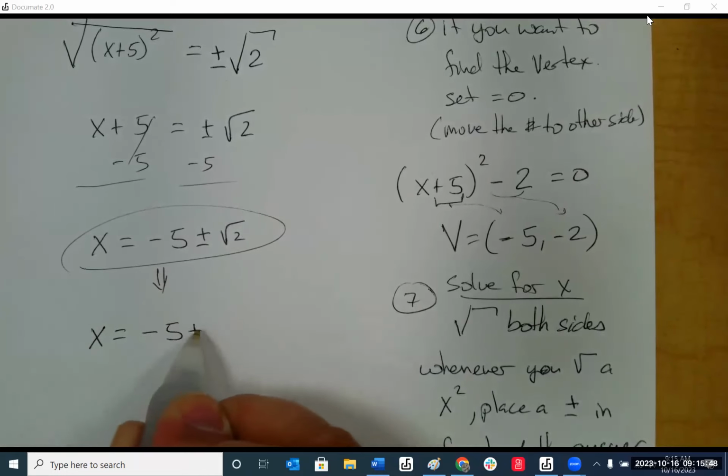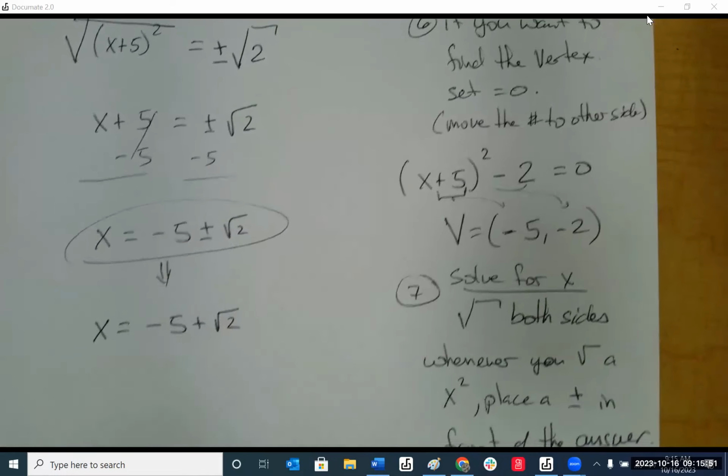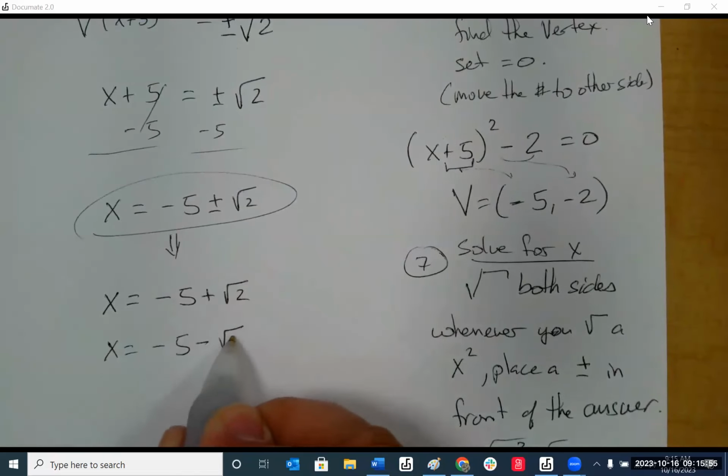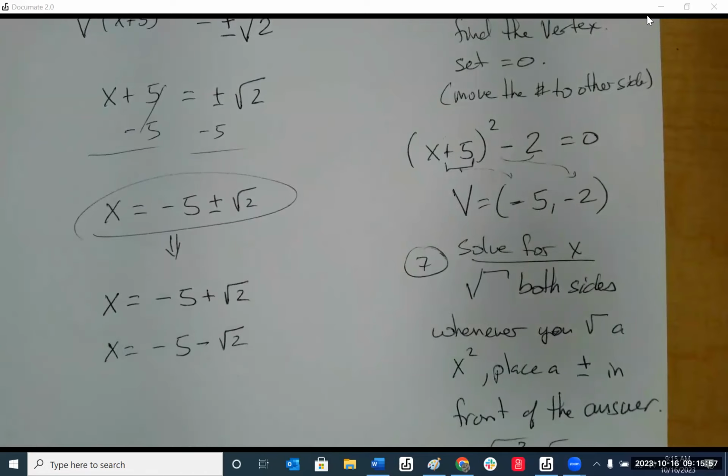Negative 5 plus radical 2. X equals negative 5 minus radical 2. Those are our two solutions. That's why we do this instead. So that's the complete the square process.